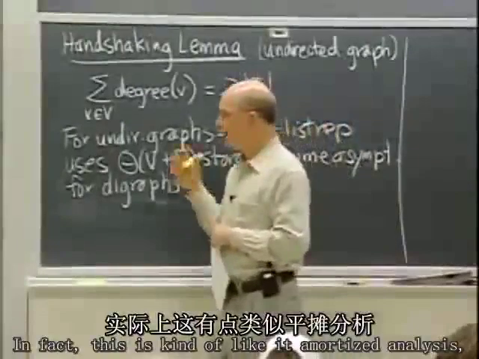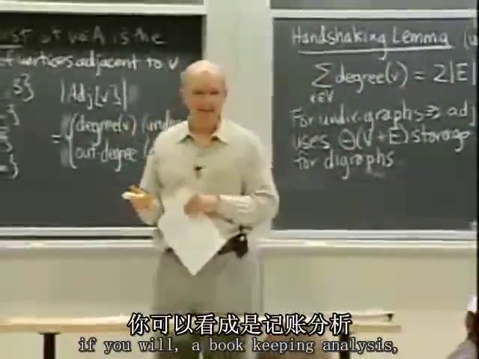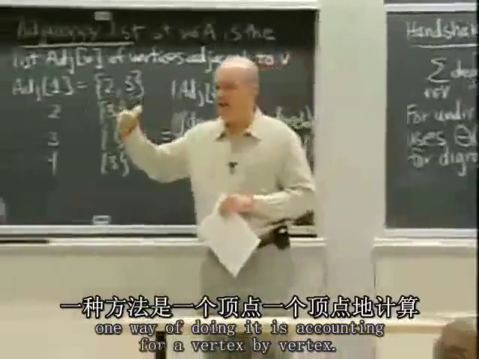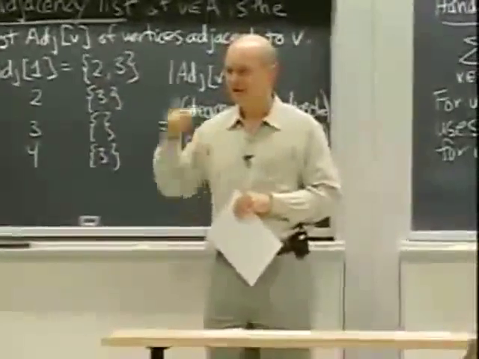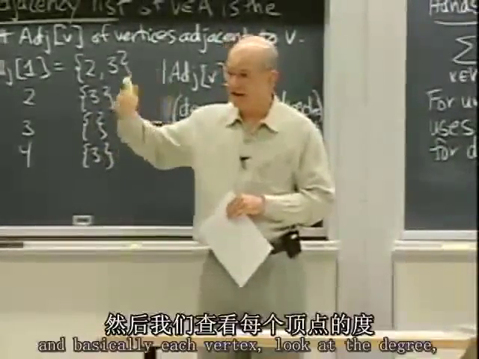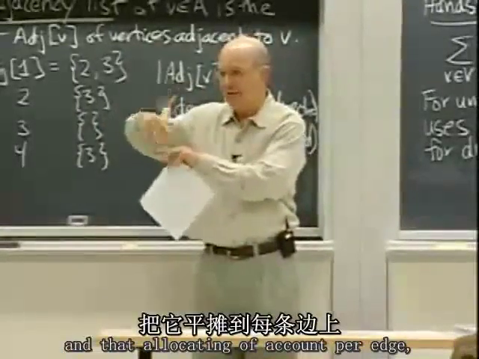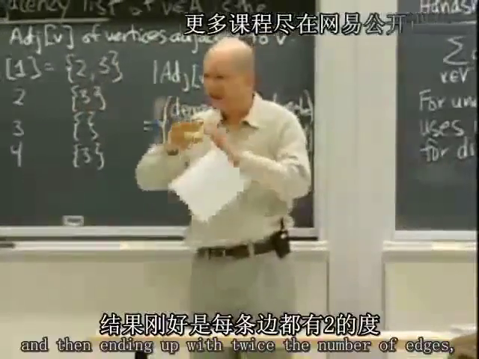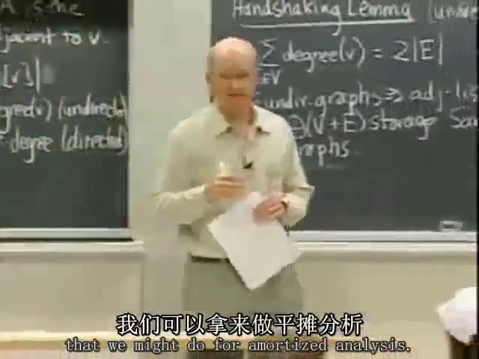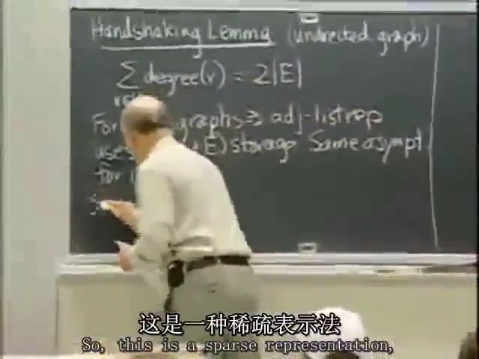In fact, this is kind of like an amortized analysis, if you will, a bookkeeping analysis, that if I'm adding up the total number of edges, one way of doing it is accounting for it vertex by vertex. Okay? So for each vertex, I take its degree, allocating a count per edge and then ending up with twice the number of edges. That's exactly an accounting type of analysis that we might do for amortized analysis. Okay? So we'll see that. So this is a sparse representation.